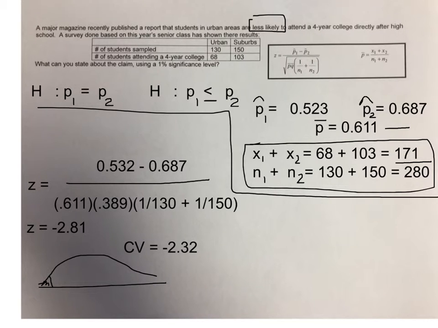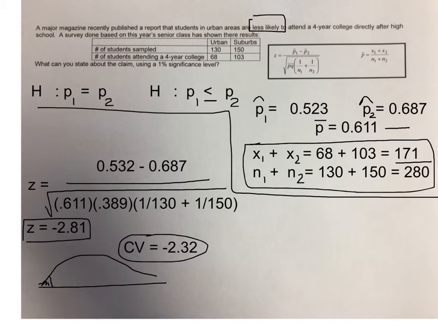So now hopefully you have your test statistic. Don't forget to square root the denominator when you're all done with everything. You end up with negative 2.81 as a test statistic. You have a critical value. So what does this mean? Reject, fail to reject, and what is the last synopsis? Pause, set it up, come back.